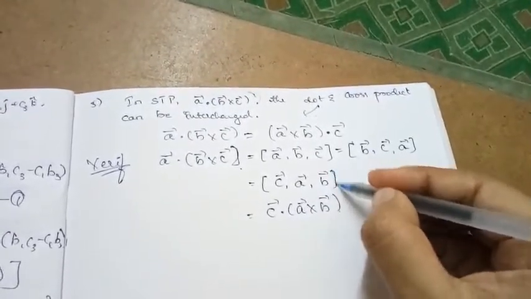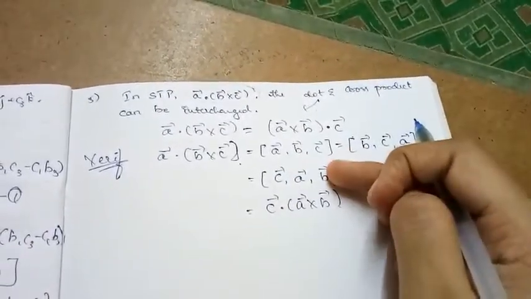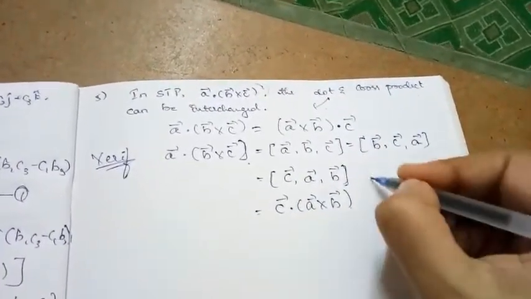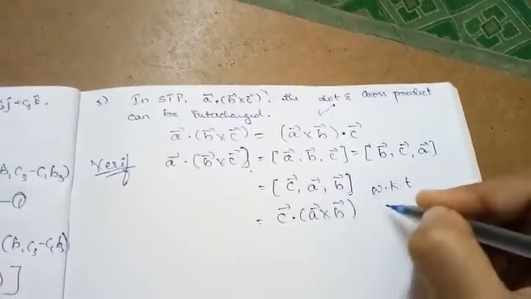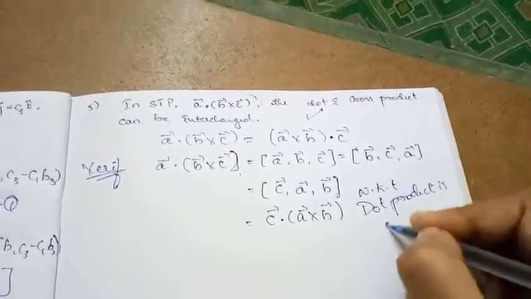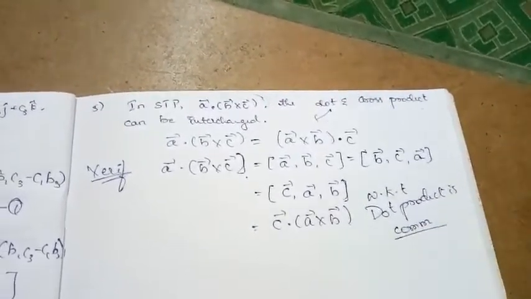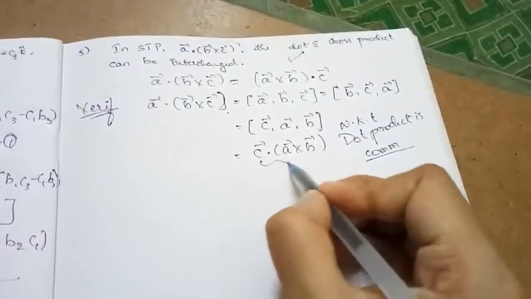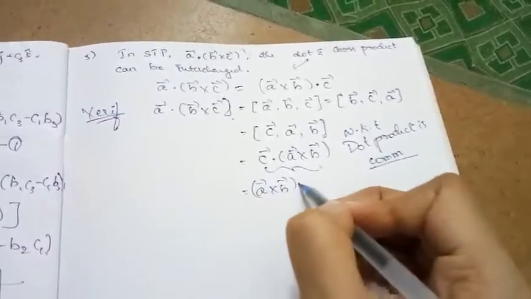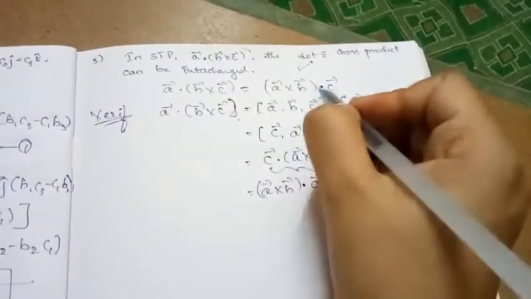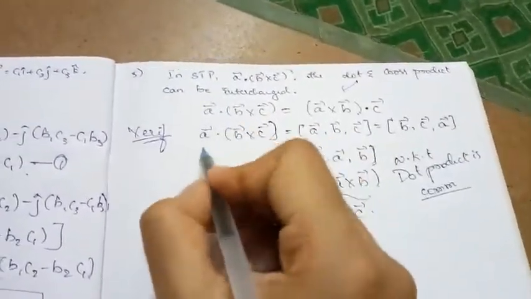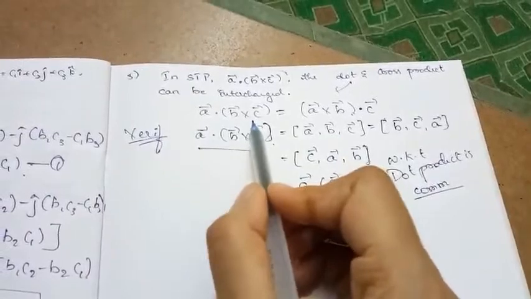This is what it denotes, right? The scalar triple product is denoted in this form, and it is directly equal to vector C dot vector A cross vector B. And we know that the dot product is commutative. So what happens? This one is equal to vector A cross B dot vector C, which is nothing but our RHS. So we started with the LHS, that is vector A dot B cross C.